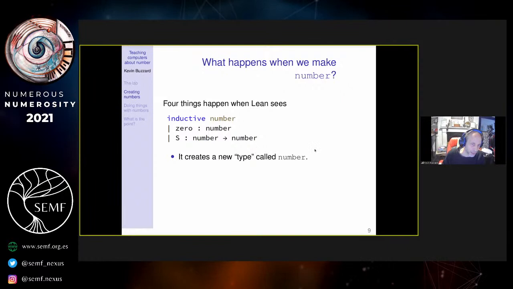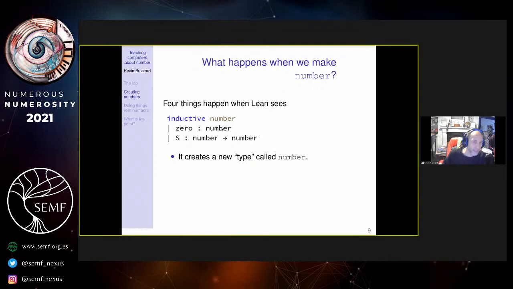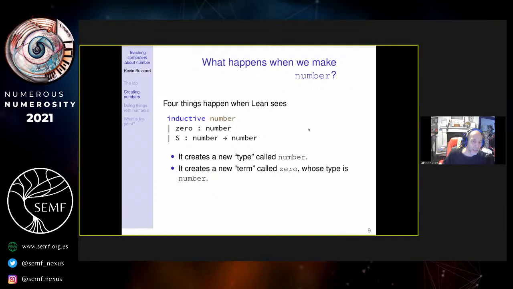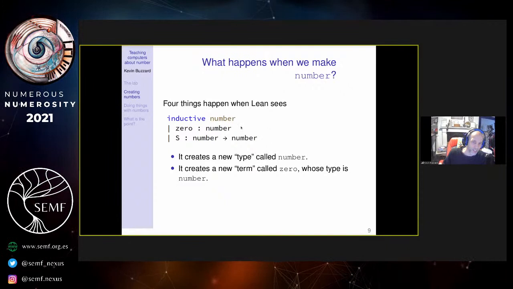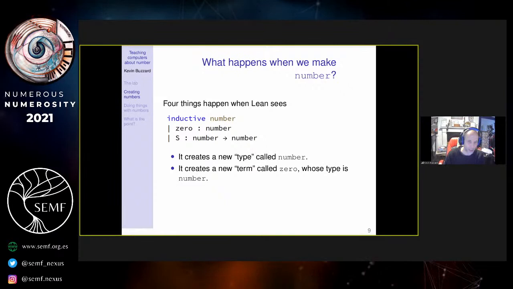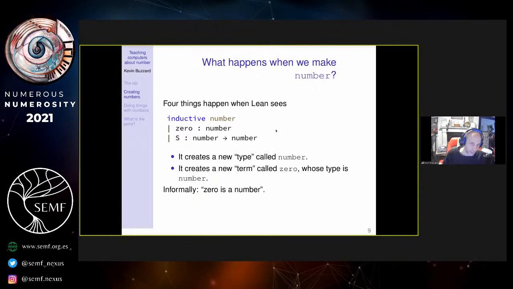So the second line of the code we typed in was zero is a number. So it creates a new term called zero when we do this second line. And the type of zero is number. I'm not going to talk about terms. In fact, let's forget that now. What's happening informally is that by line two of this three-line definition, Lean knows that zero is a number.